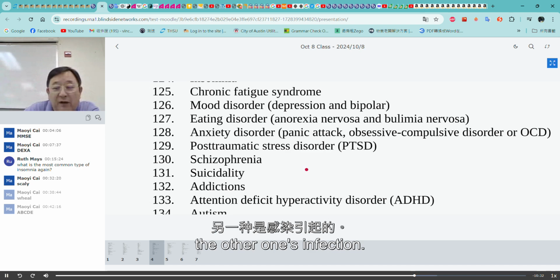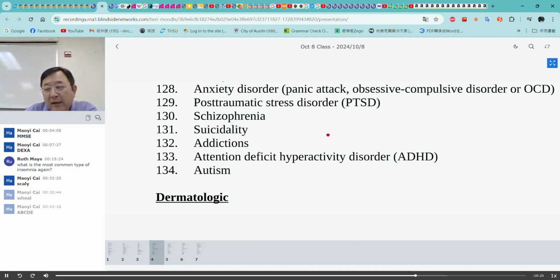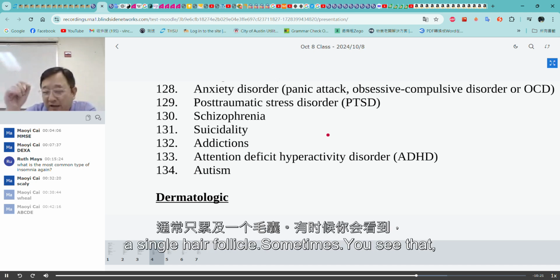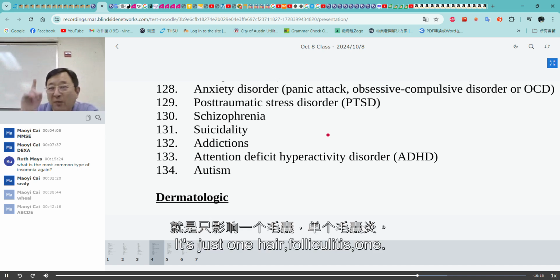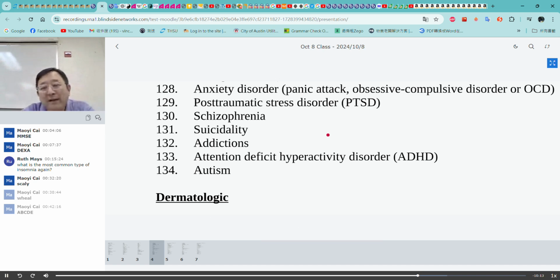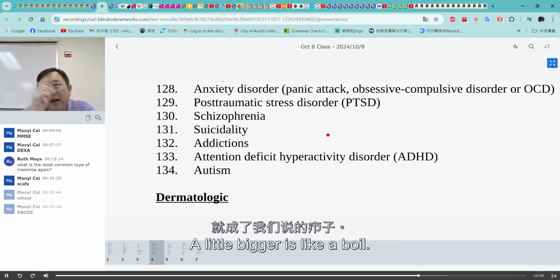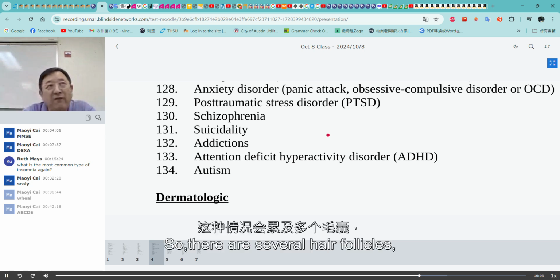Now, the other one is infection. Folliculitis, furuncle, and carbuncle. Folliculitis is a single hair follicle. Sometimes you see a hair sticking out through a little pus area. It's just one hair, folliculitis. But a lot of times it's not just that small, right? A little bigger is like a boil. That's called furuncle. So there are several hair follicles.